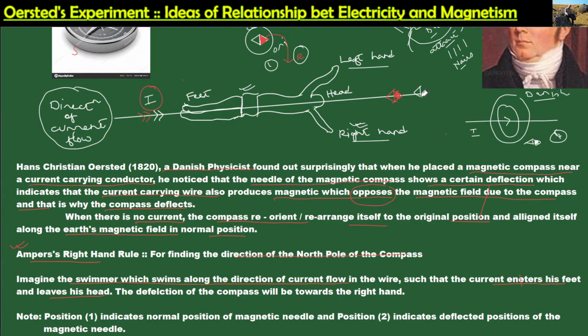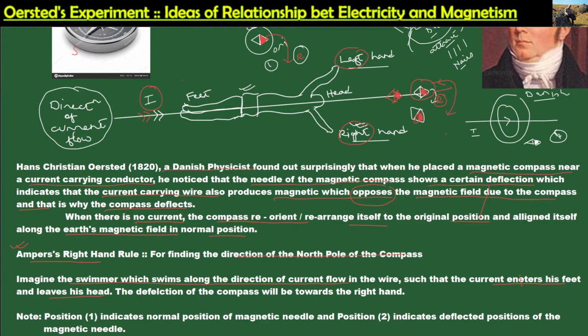Again, if I have a magnetic needle and this is the north pole of the magnetic needle, this magnetic needle will always deflect towards the right side. So if I draw, this needle will deflect towards this direction. This is your left side and this is your right side. So the magnetic compass always deflects towards the right side.